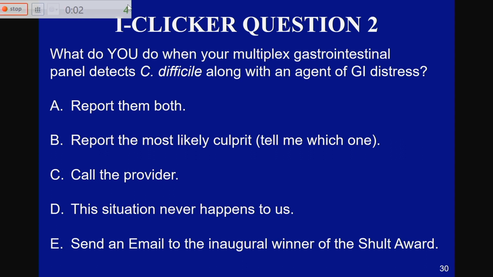Here we go. And by the way, congratulations to the second winner of the Schultz Award, whoever that person is. People are really thinking about this one. Maybe they're less hungry. Maybe they had a snack. All right, we're stagnant at 31.